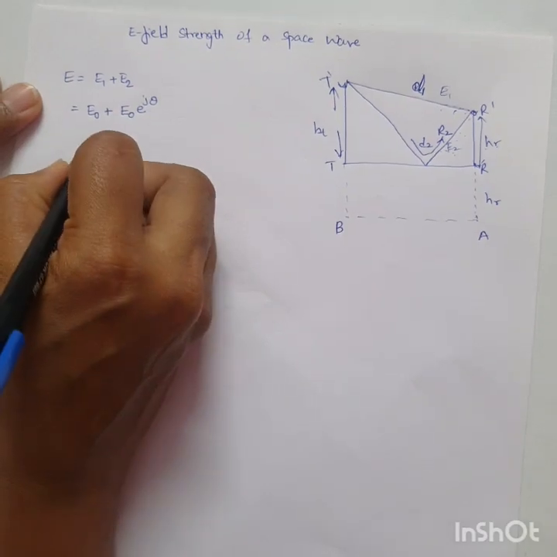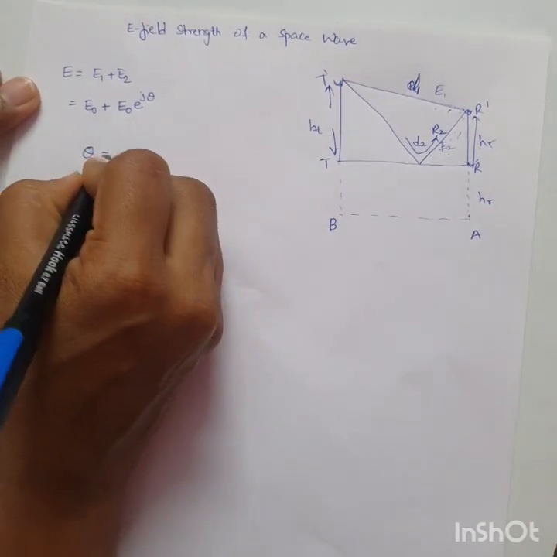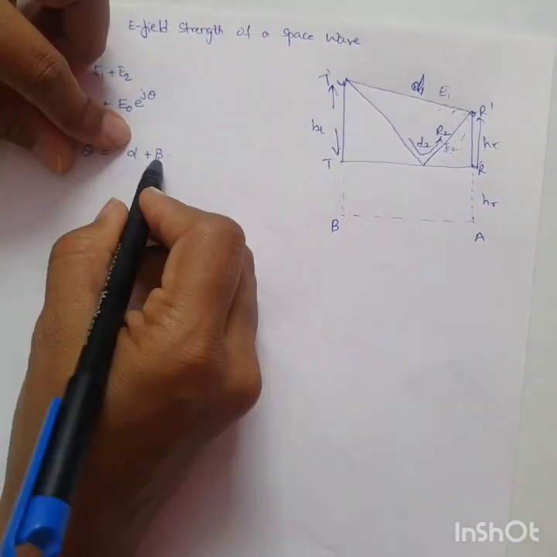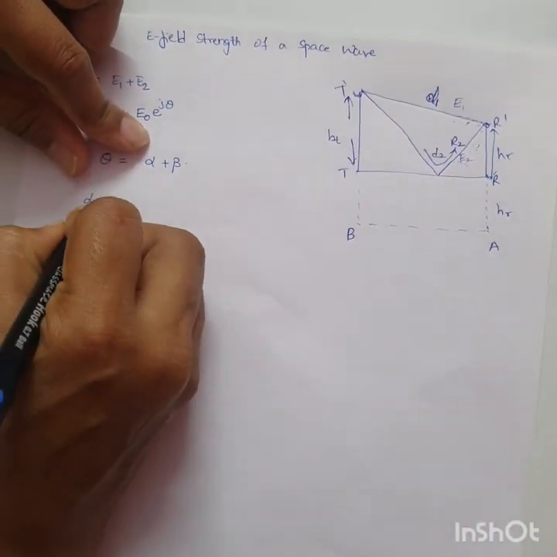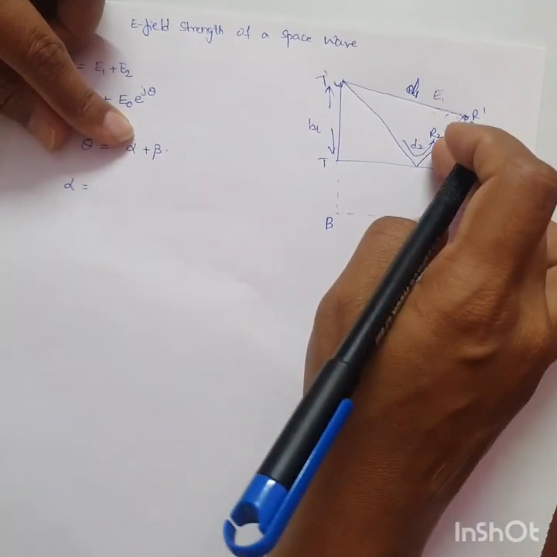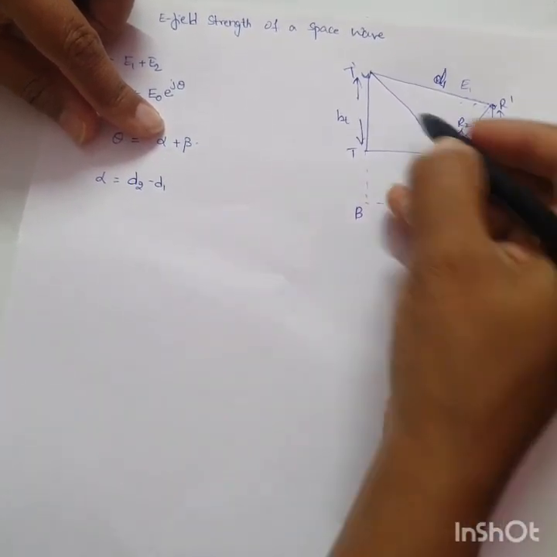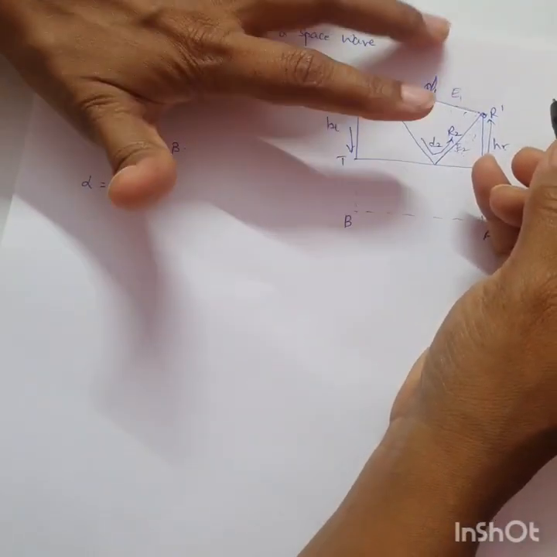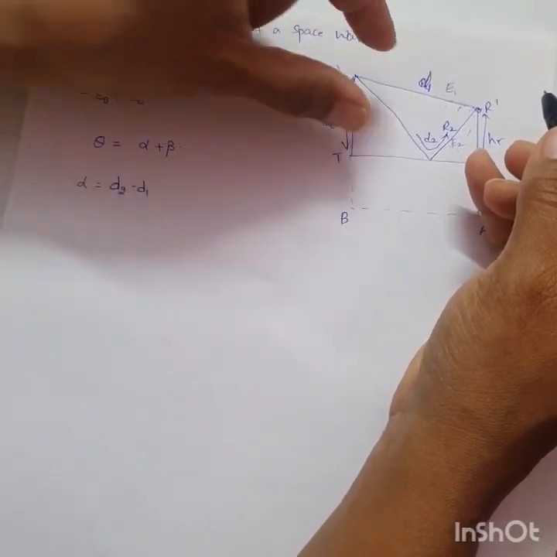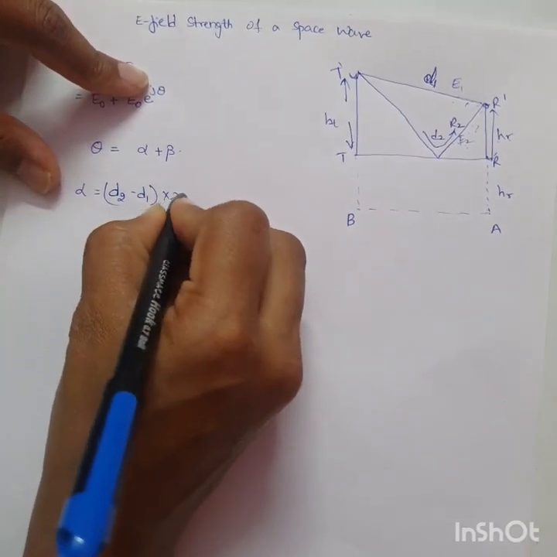So what is the total phase difference between the two paths? The total phase difference depends upon the angle alpha and another angle beta. The angle alpha is the phase difference created due to the path difference between these two paths, which is D2 minus D1. Because of the path difference between these two vectors, there will be a certain phase difference. The phase difference is the path difference into 2 pi by lambda.